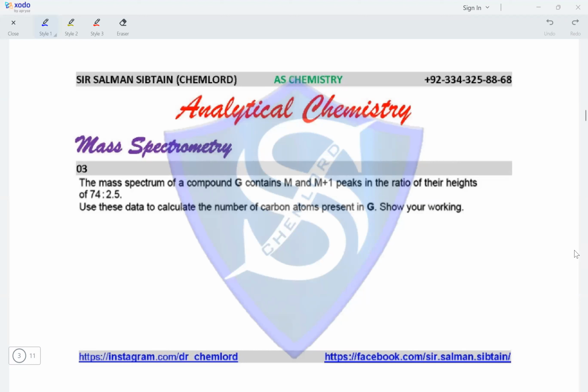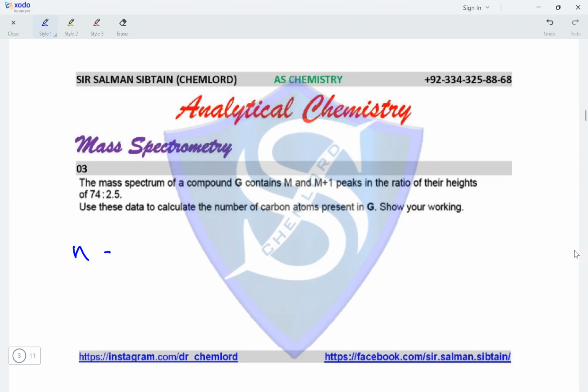Question 3. The mass spectrum of a compound G contains M and M plus 1 peaks in the ratio of their heights of 74 to 2.5. Use this data to calculate the number of carbon atoms present in G and show your working.